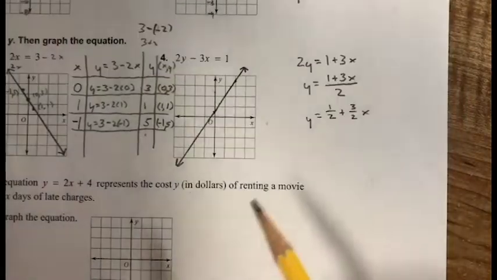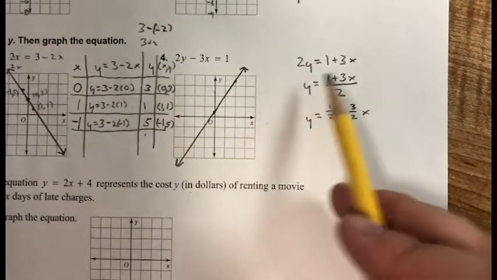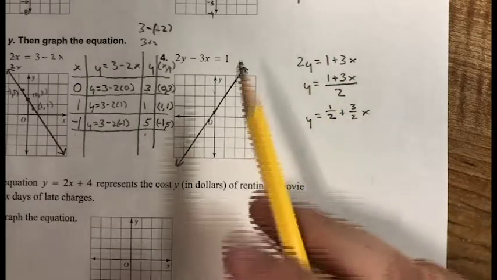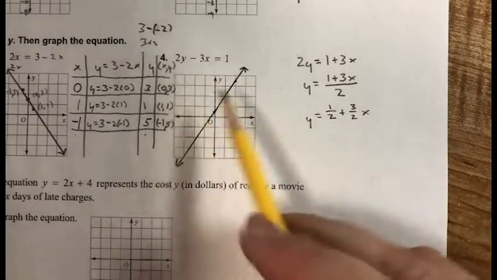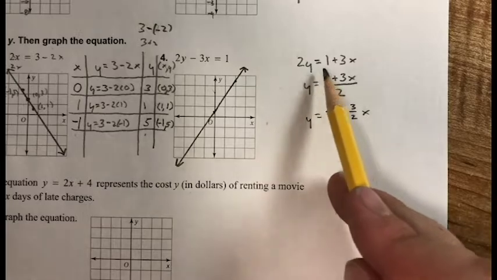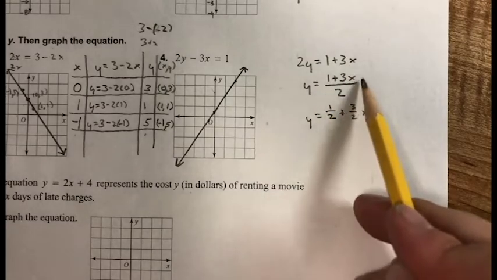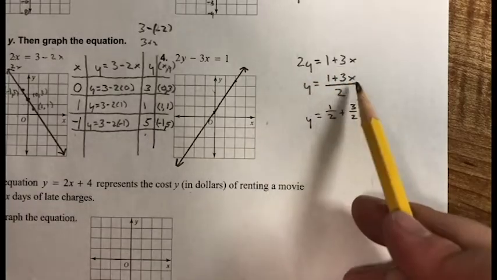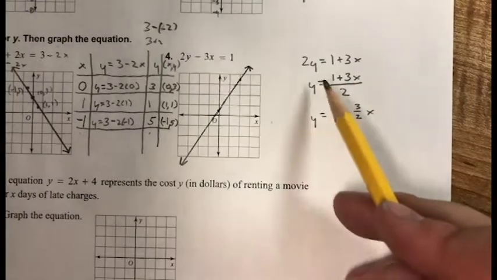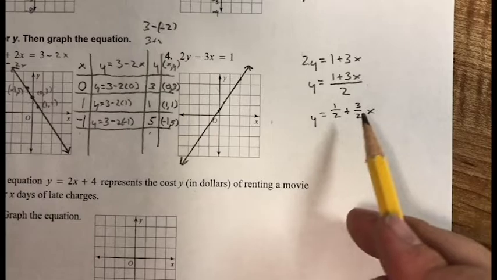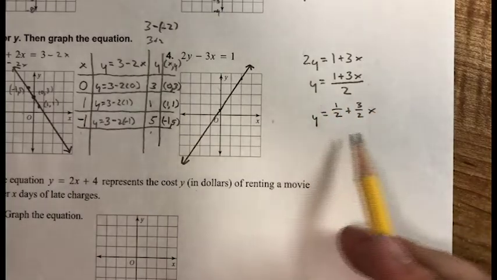All right, so for number 4, what you should have done first is solve for y. What I did is I had to add 3x to both sides, and I got 2y equals 1 plus 3x. Then I had to divide by 2. If you had left your equation at this, that's correct, but I'm going to make up a Mr. Lewis word. This is corrector.